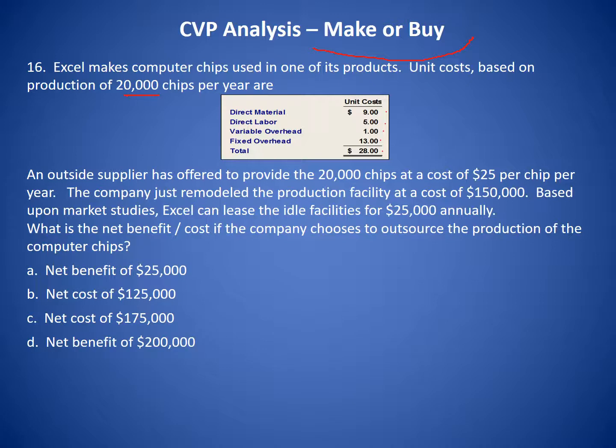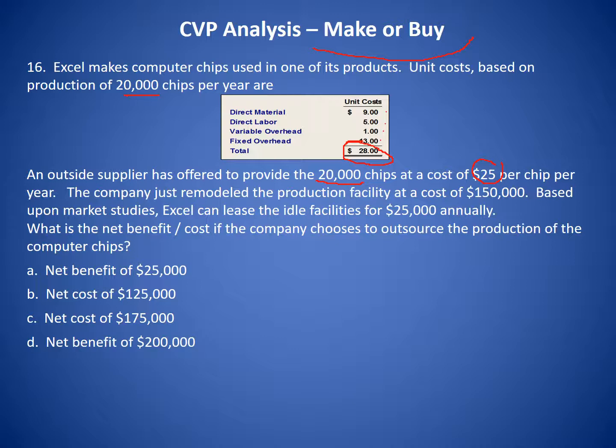Now, an outside supplier has approached us and is offering to provide all the chips at the cost of $25 a chip per year. Now that looks kind of lucrative because our current cost to produce is $28 a chip, and they're going to be offering us $25 a chip. So the question is, should we accept that type of outsourcing deal?